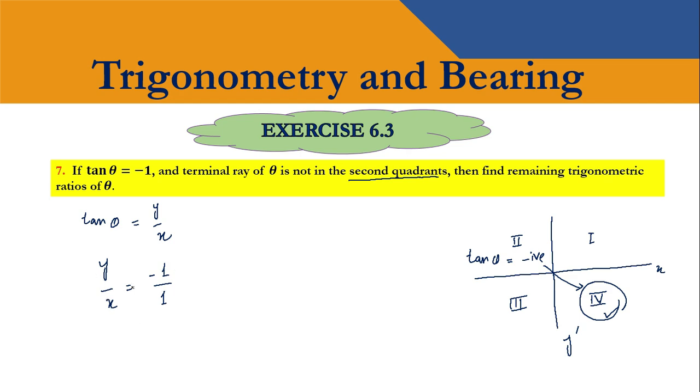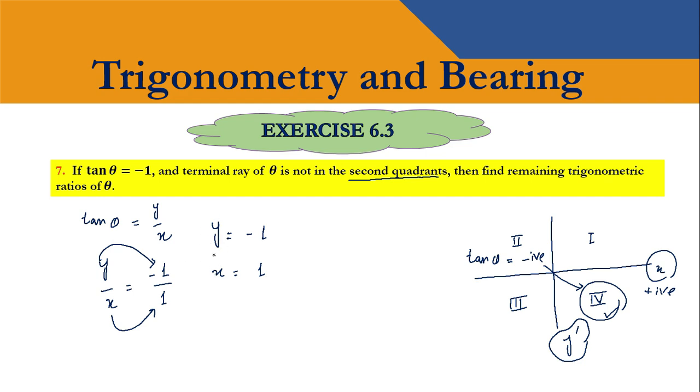Here I can interpret it with the help of the fourth quadrant, where y should be negative and x should be positive. So it means that x is positive and y is negative. It implies that y is equal to minus 1 and x is equal to plus 1. So I get the values of y and x.